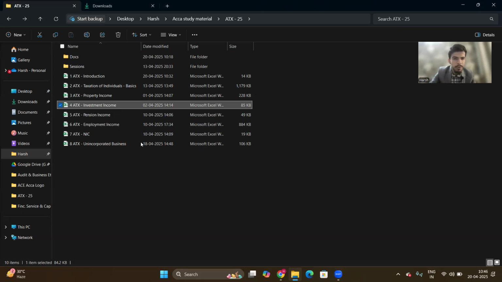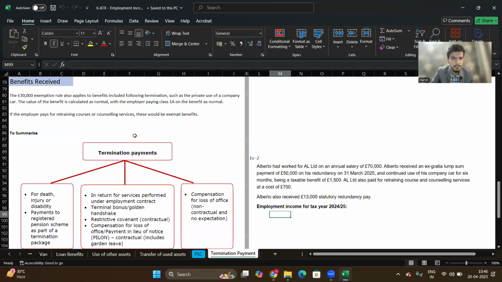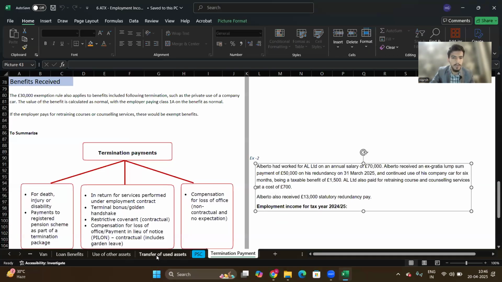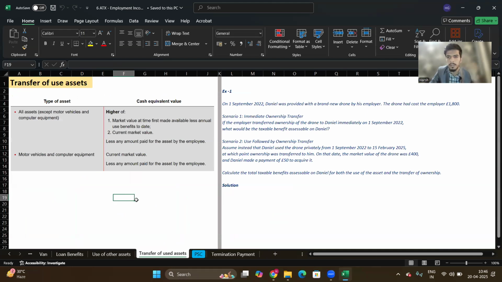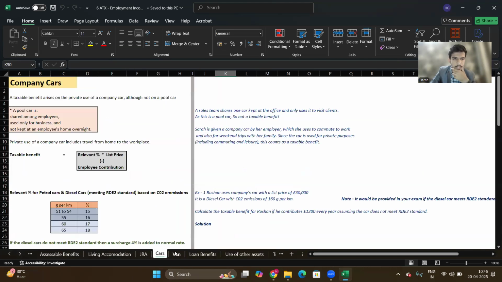First, let me show one of my Excel sheets. Okay, so this is how I have covered it. I have used references from ACCA Study Hub. Yes, I have used ACCA Study Hub for creating this Excel sheet. So this is how we are going to cover it.